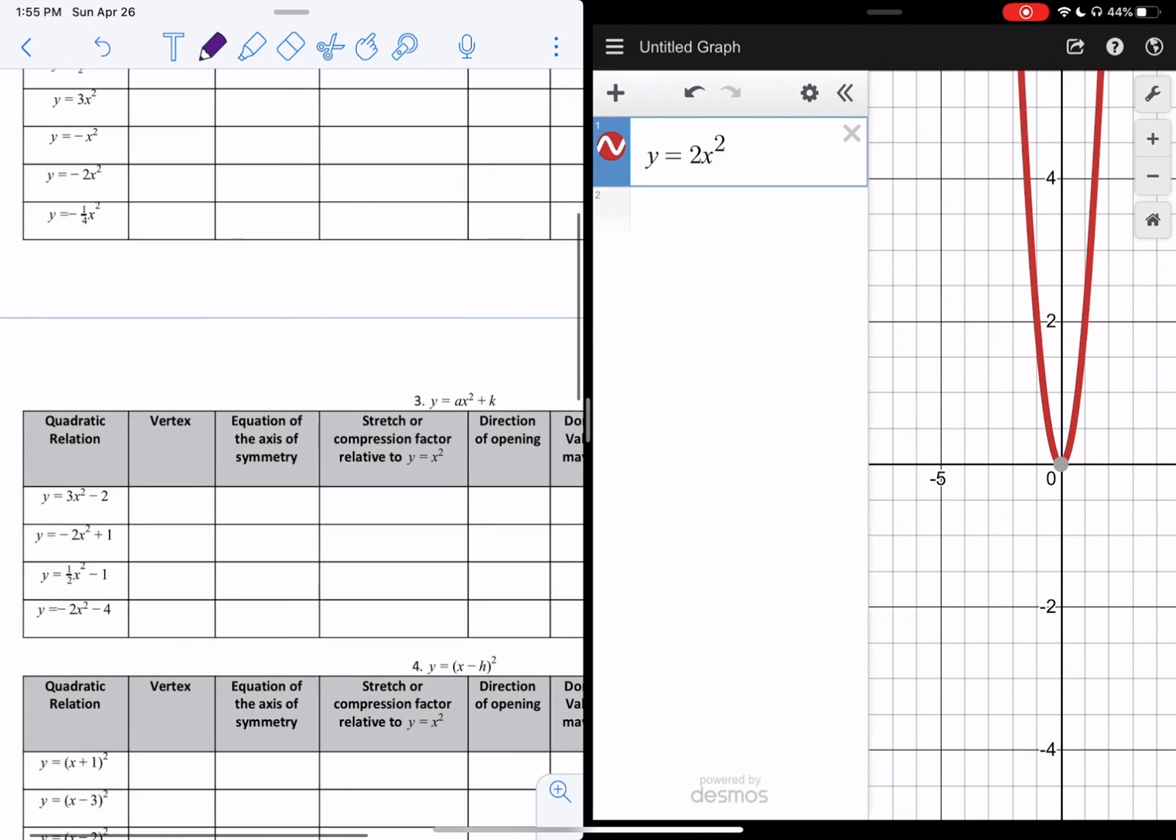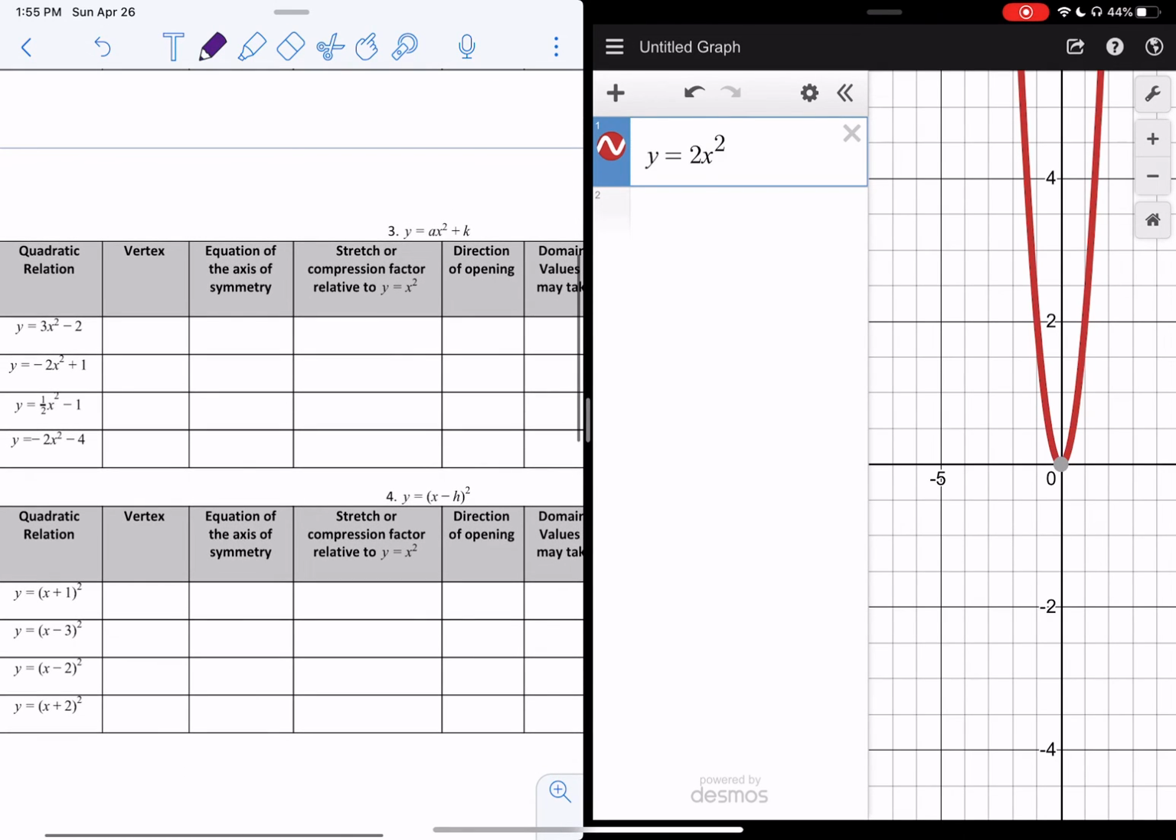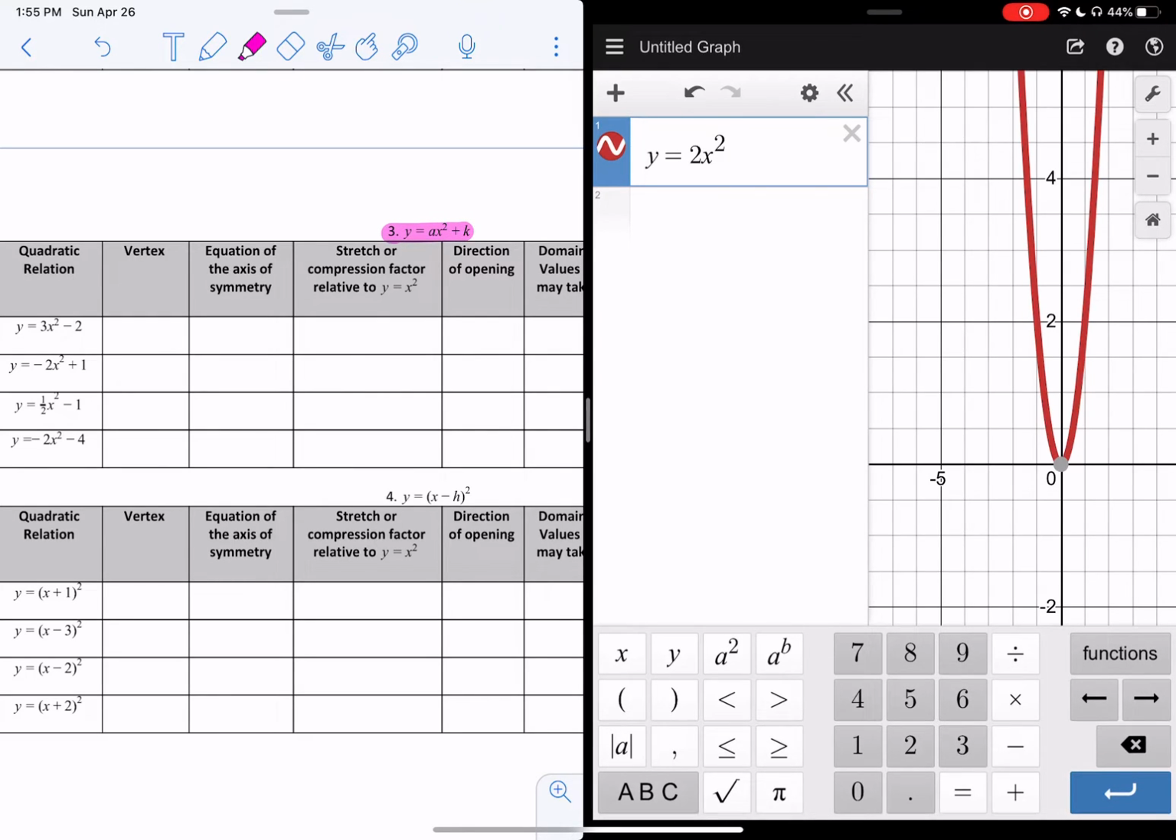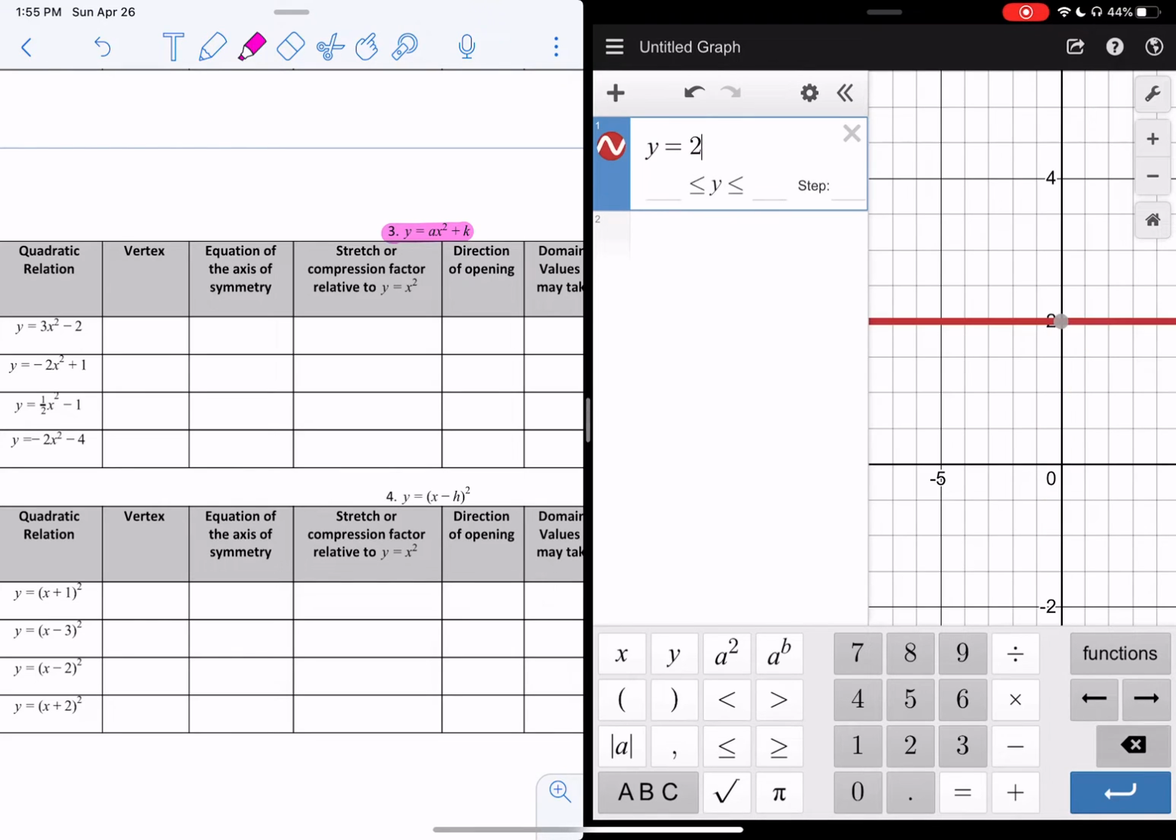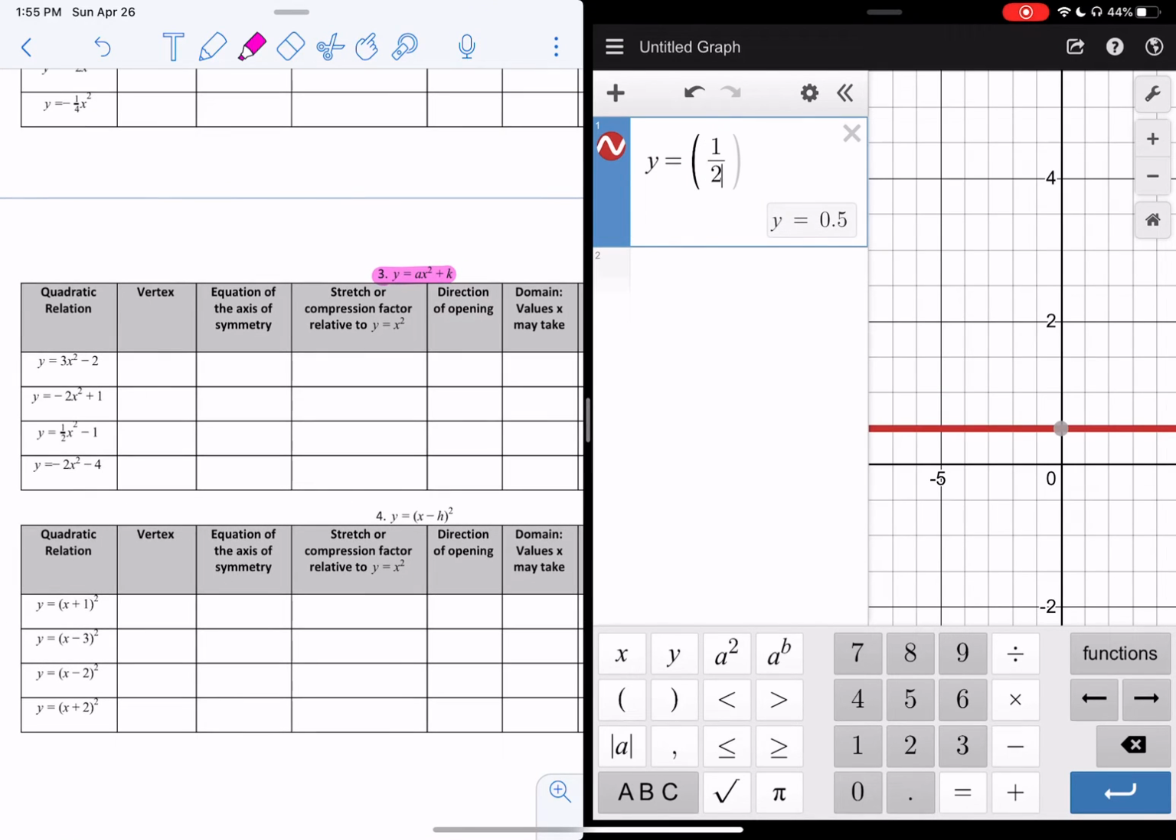So the next one here is y equals ax plus k. So we're going to be combining a few things here. This time I'm going to go a little out of order, but we're going to do this one down here just so that you can see some other options.